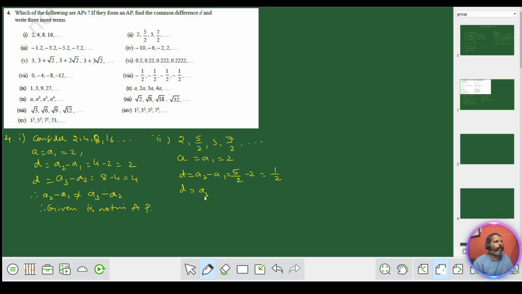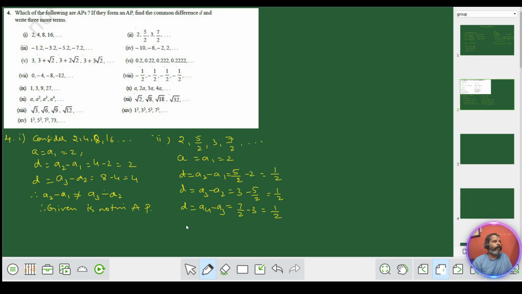D equal to A3 minus A2, that is 3 minus 5 by 2, which comes to 6 minus 5, 1 by 2. You should know the subtraction very quickly. Full steps are not required. If they come same, go for the next term. Try to solve for as many terms as they have given. So 7 by 2 minus 3, 7 minus 6, 1 by 2.